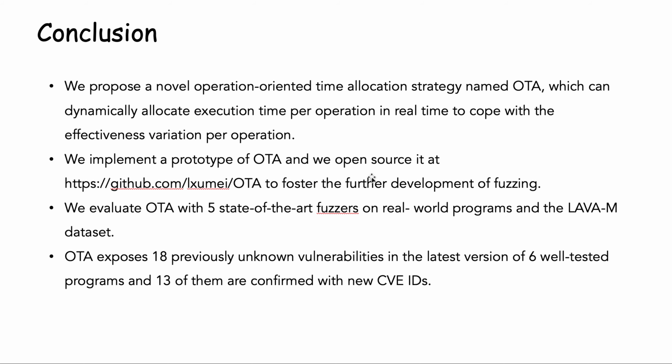In conclusion, we propose a novel operation-oriented time allocation strategy, which can dynamically allocate execution time per operation in real time to cope with the effectiveness variation of each operation. We implement a prototype of OTA, and we open source it on GitHub. And we evaluate OTA against 5 sets of fuzzers on real-world programs and LAVA-M datasets. Finally, OTA exposes 18 previously unknown vulnerabilities in the latest versions of 6 programs.